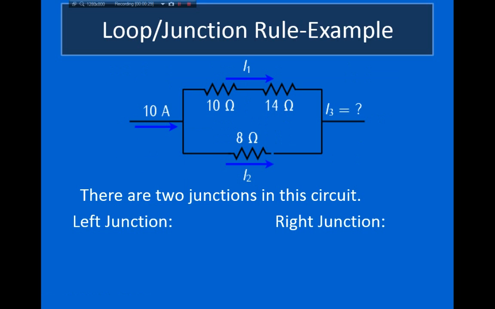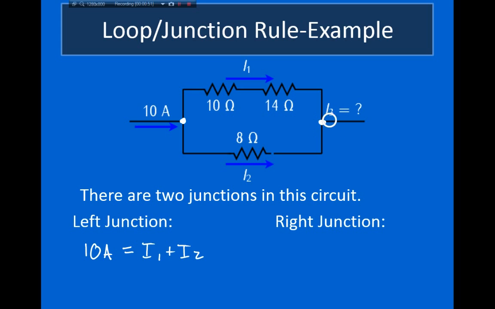So if we look at this circuit, there are two junctions. There's a junction on the left and another junction on the right. And the junction rule, remember, says that the current that flows into the junction has to equal the current flowing out of the junction. So applying the junction rule to the junction on the left, we can see the current flowing in is equal to 10 amps, and the current flowing out is equal to current 1 plus current 2.